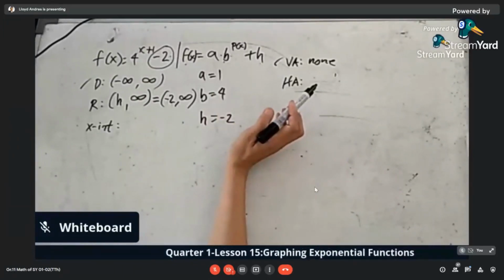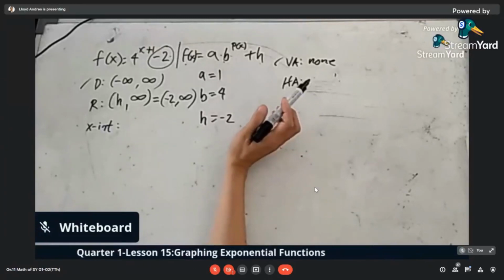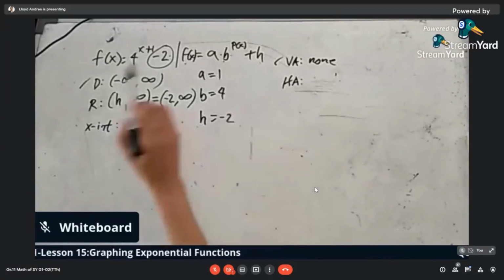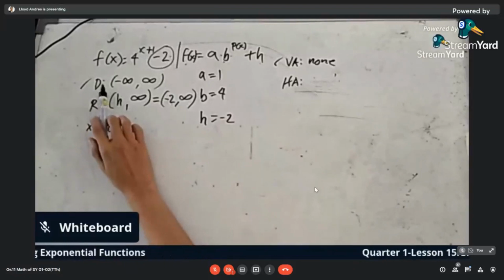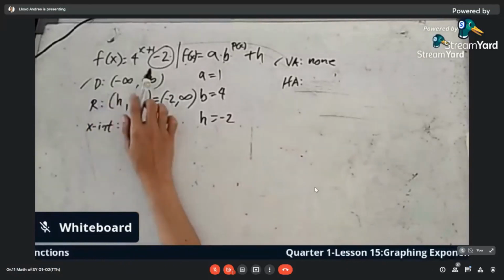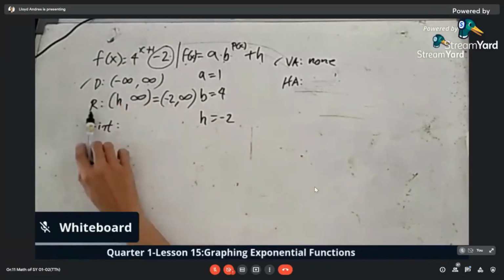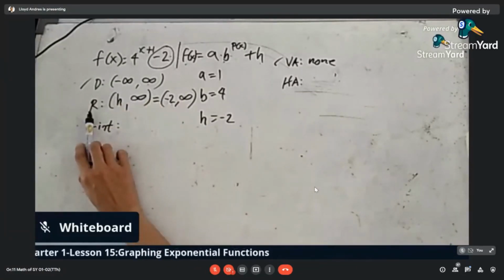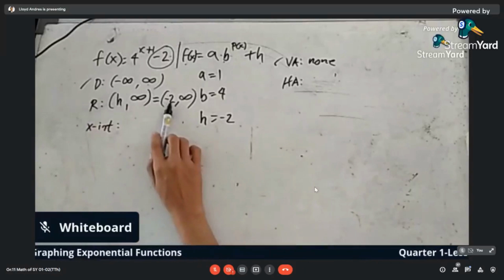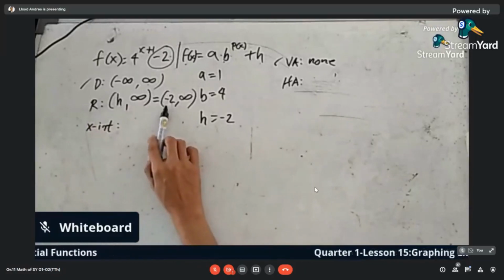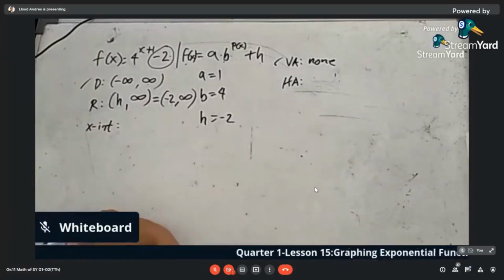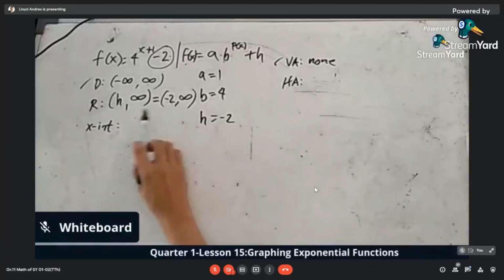So, meaning, imong graph makita lang, okay. Kung domain ang hatag, ang graph ani makita from left to right. Kung range ang hatag, ang imong graph makita lang from negative 2 sa y, pataas. Naa lang sa ibabaw sa negative 2 ni y because of range.